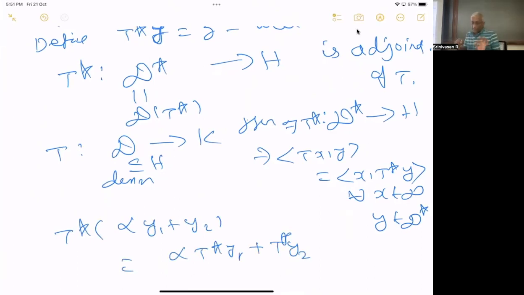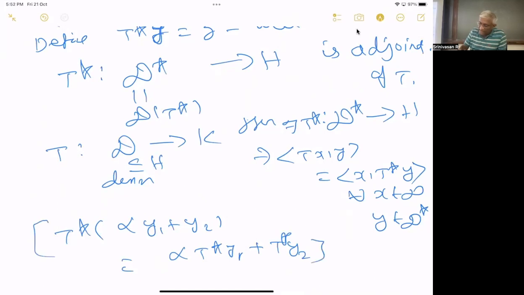Okay. Now the point is, if you use this equation, if you have alpha y1 plus alpha y2 in the place of y, then you write this alpha of T star y1 plus T star y2 in here. This equation will be satisfied. So that will imply T star of alpha y1 plus y2 should be equal to this. Okay. So this implies linear.